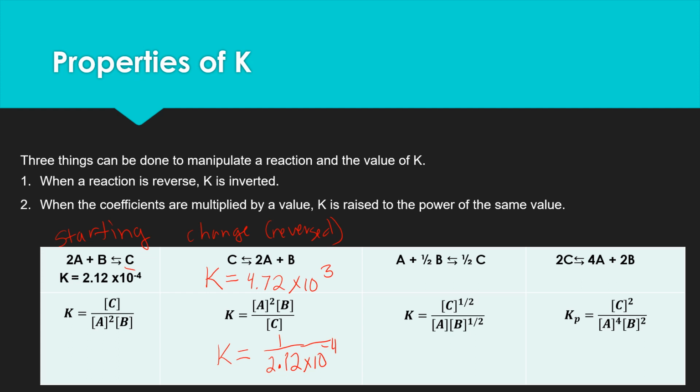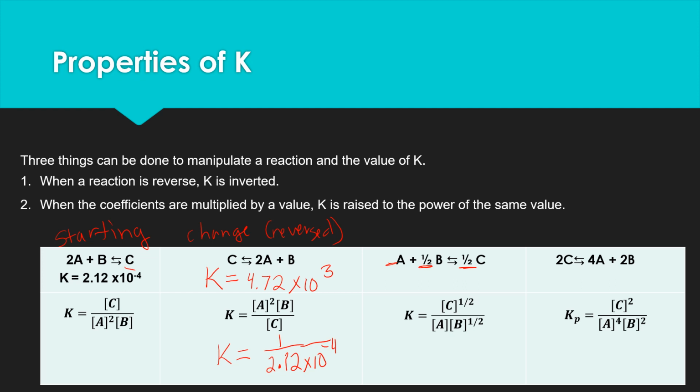The second thing we can do up above, it says when the coefficients are multiplied by a value, K is raised to the power of that same value. Well, let's see why that is. So our starting reaction, again, has A on the left, C on the right, so that's consistent, but our coefficients have changed. We can see A goes from having a coefficient of 2 to now it's just 1, so it's half of what it originally was. And B and C both used to have a coefficient of 1, and now they're each 1/2. So let's see how that affects our expression.